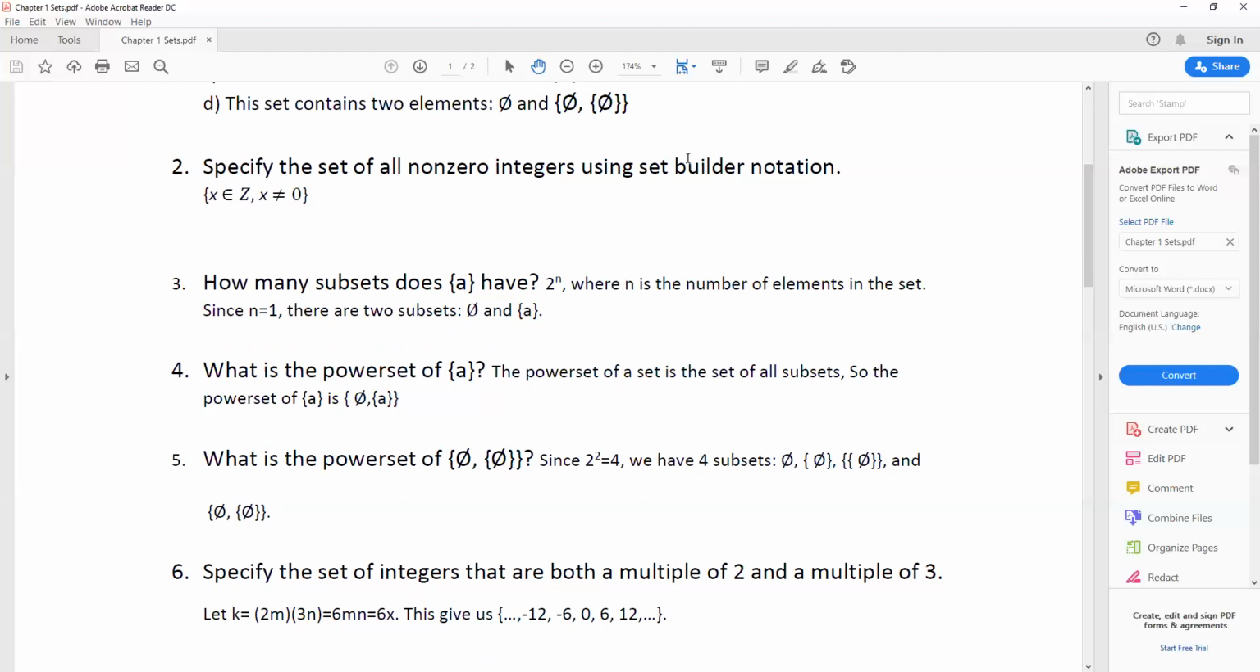Number 4, what is the power set of the set containing A? Well, the power set of a set is the set of all subsets. So the power set of A is going to be the set which contains the empty set and then the set itself.